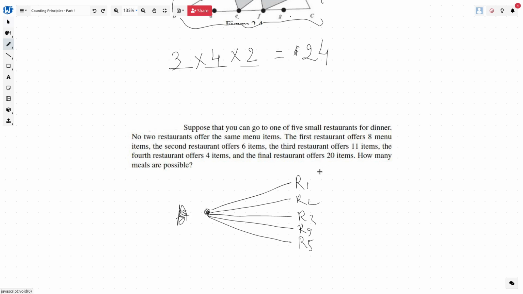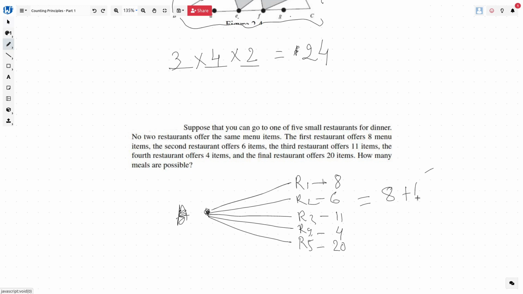The first restaurant offers 8 menu items. The second restaurant offers 6 items. The third offers 11 items. The fourth restaurant offers 4 items, and the final restaurant offers 20 items. How many meals are possible? If you look at it, a meal is possible by going to either restaurant 1 or restaurant 2 or restaurant 3 or restaurant 4 or restaurant 5. It will be quite simple because the problem is divided into OR statements.